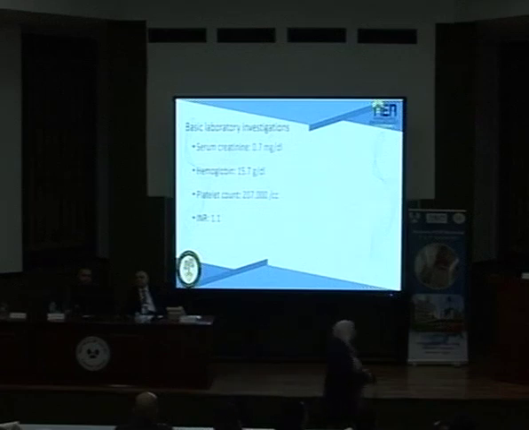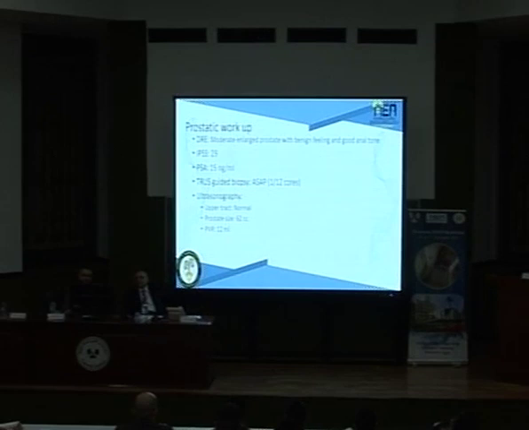Patient has laboratory parameters within average: serum creatinine of 0.7 milligram per deciliter, hemoglobin of 15.7 gram per deciliter, platelet count of 207,000 per cubic millimeter, and INR of 1.1. By digital rectal examination, there is a moderately large prostate with benign feeling and good anal tone. IPSS revealed severe symptoms with a score of 29.